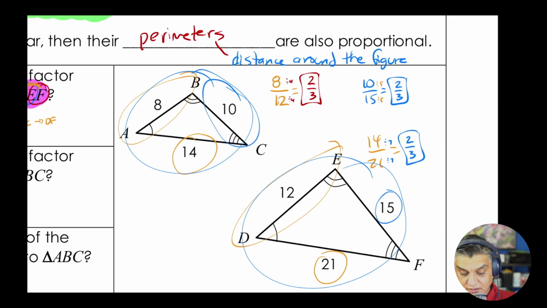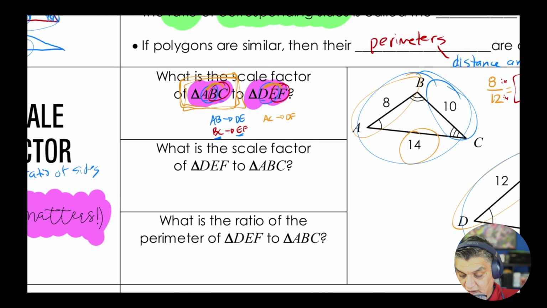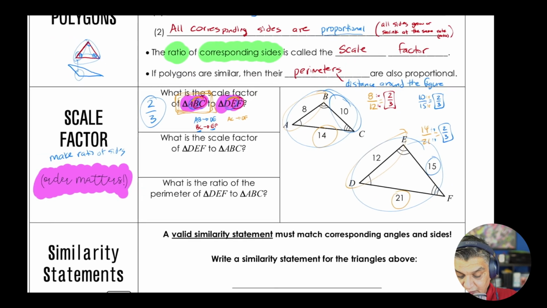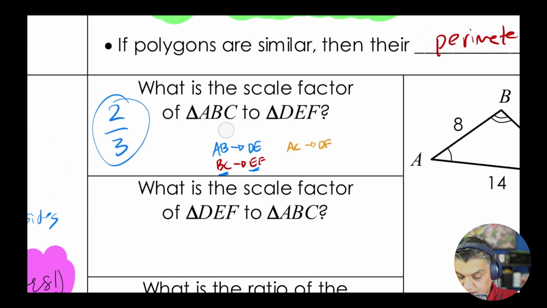So how do you find your scale factor? You just make your ratio of sides. That's it. So my scale factor here is 2/3. And how do I know it's 2/3? Because what is the triangle they said first? In this question right here, what's the triangle they said first? They said the ABC triangle, so that's the one that goes on top. And second, they said DEF, so that's what goes on the bottom. The first one they mentioned always goes first, at the top. The second one they mentioned goes on the bottom.